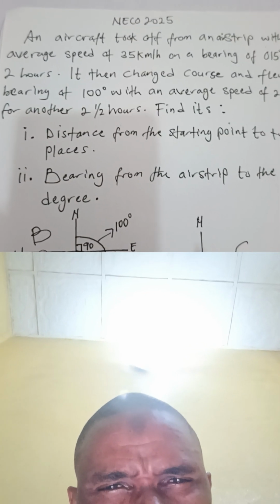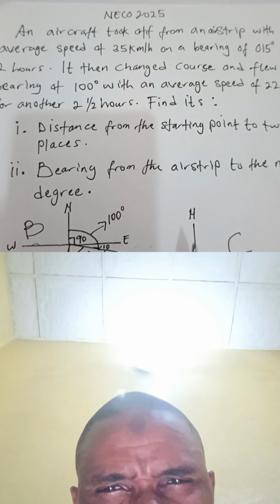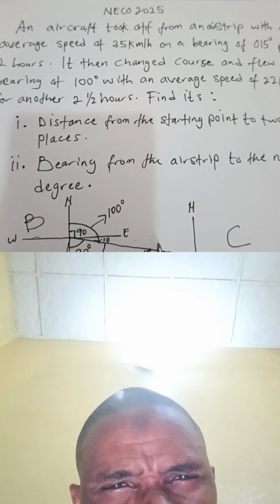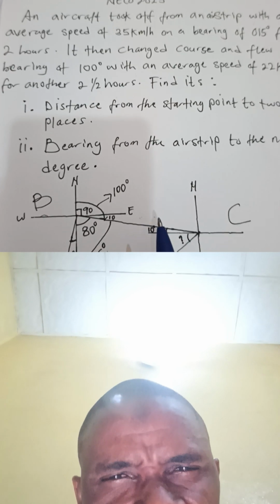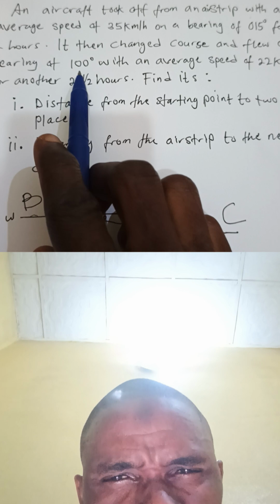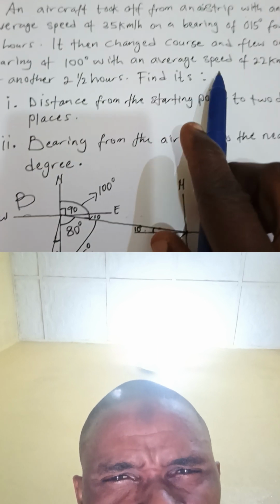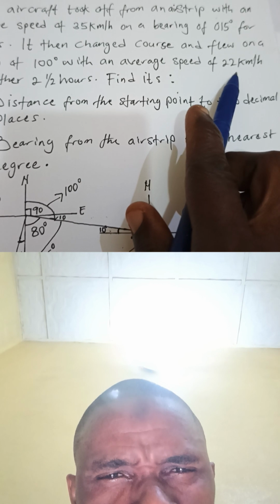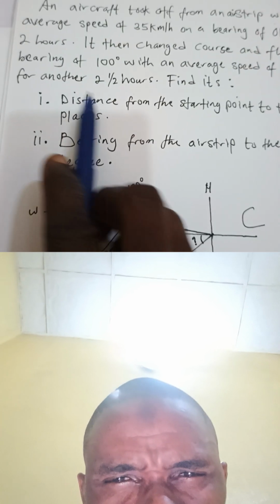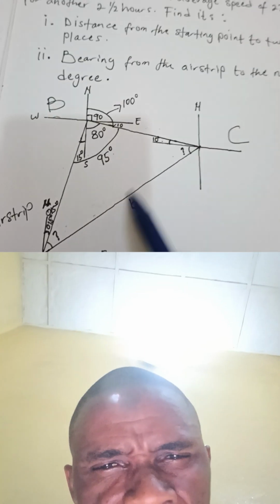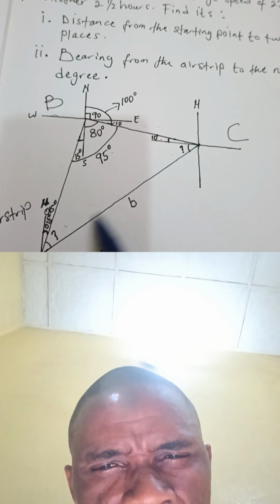The aircraft took off from an airstrip at a speed of 35 km per hour and moved on a bearing of 15 degrees for 2 hours, then changed course and flew on another bearing of 100 degrees. The speed now changes to 22 kilometers per hour, for another 2.5 hours. We are asked to find the distance, and this is the distance.